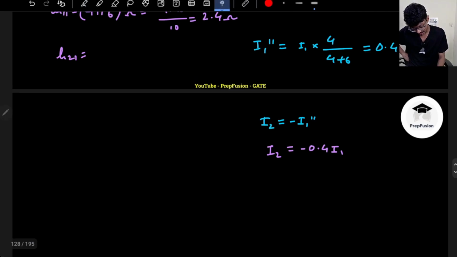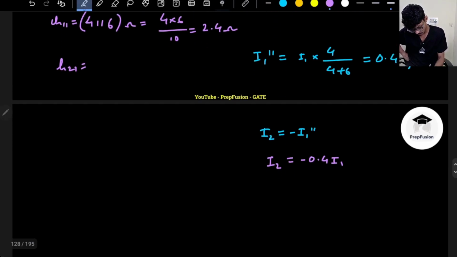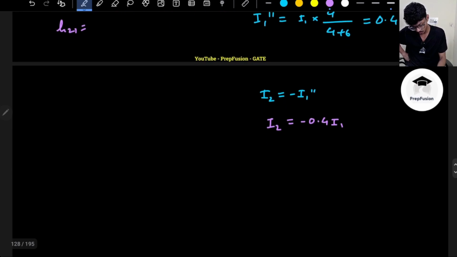So this is my I2 and this is my H11. What is the ratio? Basically I need to find the ratio of I2 by I1. I2 by I1 is my H21, that is equal to minus 0.4.